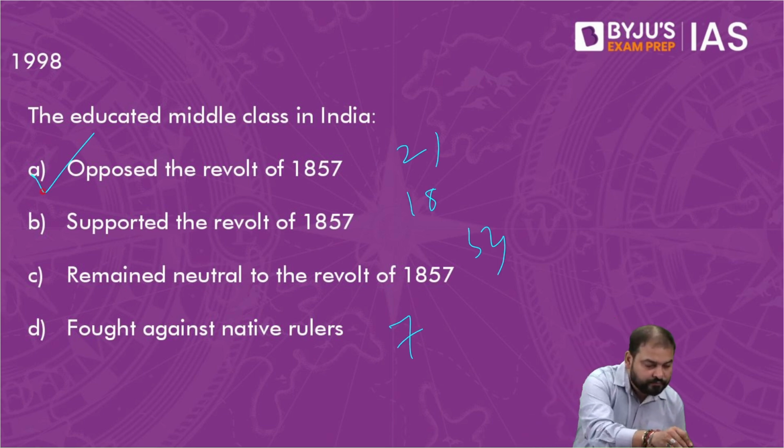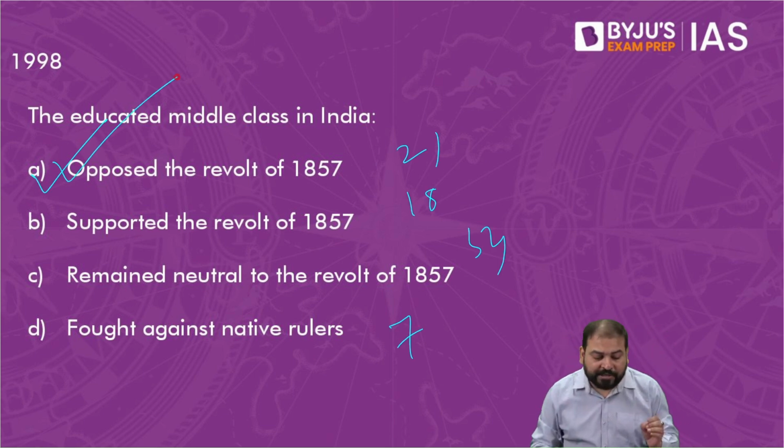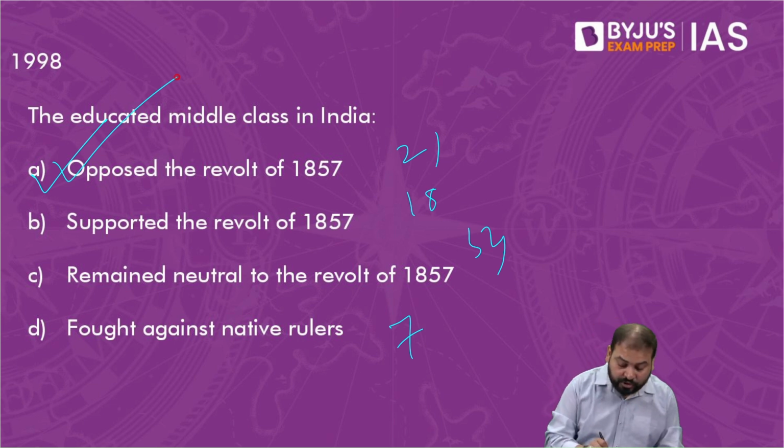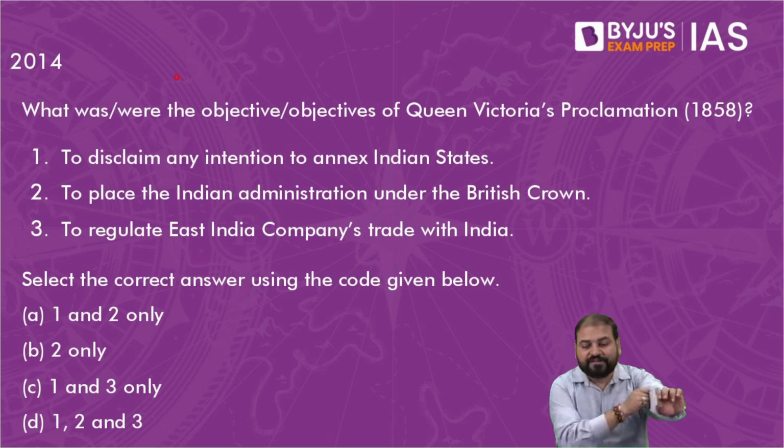7. The educated middle class thought that this revolt was backward, was not in the best interest of the Indians. So they opposed this revolt. They did not remain neutral. 2000, please get it.